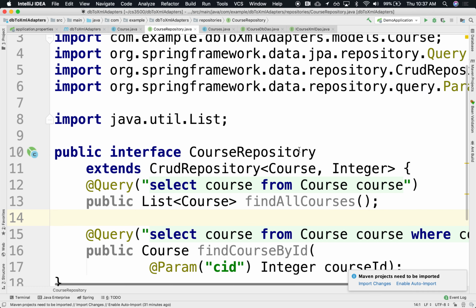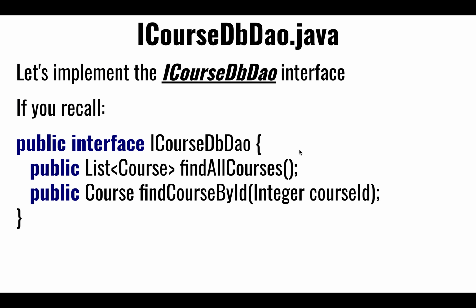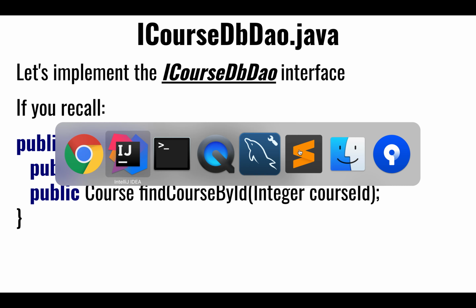All right, so we have that. We have our axis. And let's implement now the DAO. Now we can implement the DAO, and we'll write it in terms of that repository we just wrote. If you remember, this was the interface, course DB DAO. Let's implement this, and we'll implement it in terms of the repository we just created. Right. So let's do that.